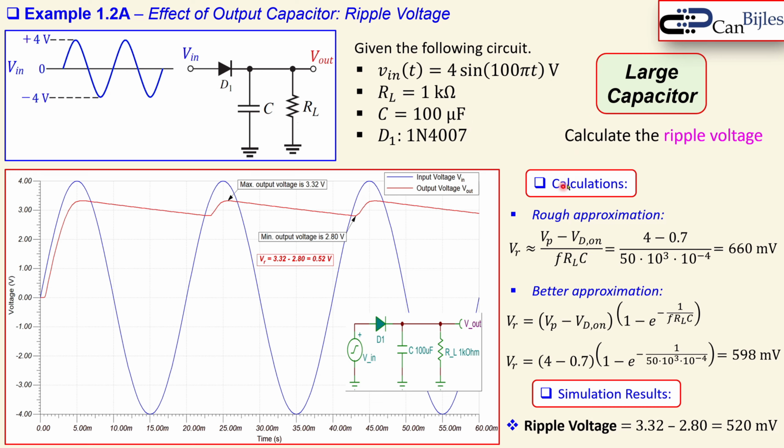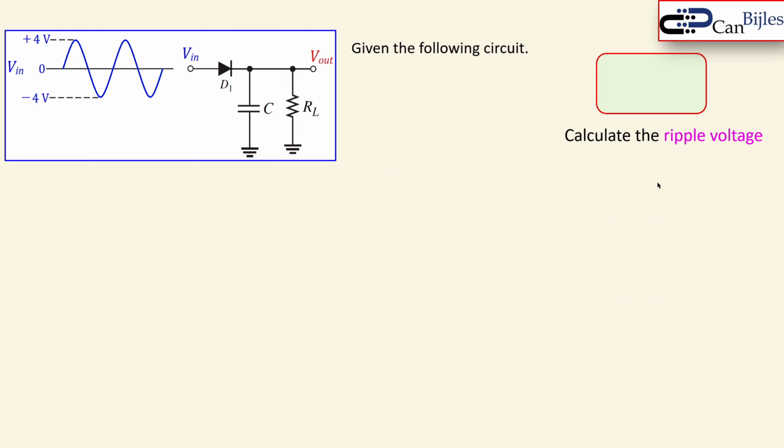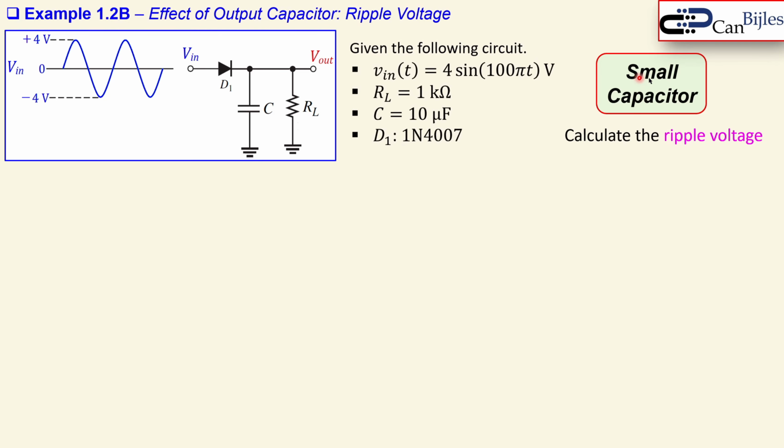Okay, that's for this first example. Now let's look at the exact same circuit, but with a smaller capacitor. I only change the capacitor from 100 micro to 10, and everything else stays the same, the input, the frequency, everything. What happens then? Now let's also look at the calculations again.